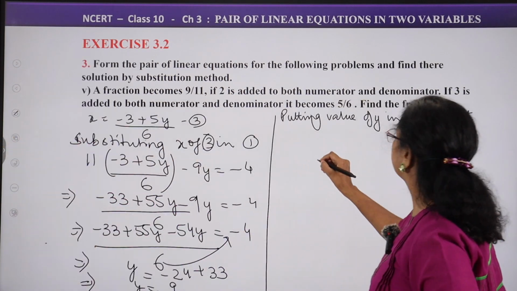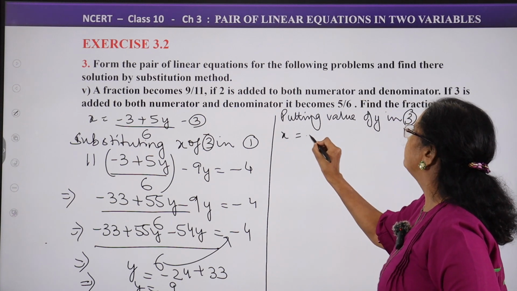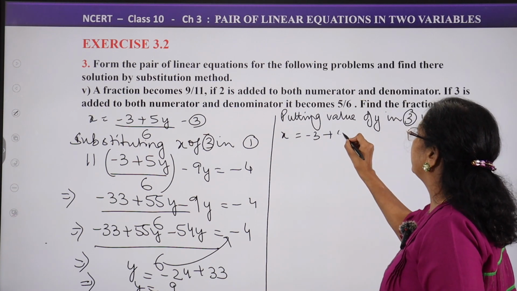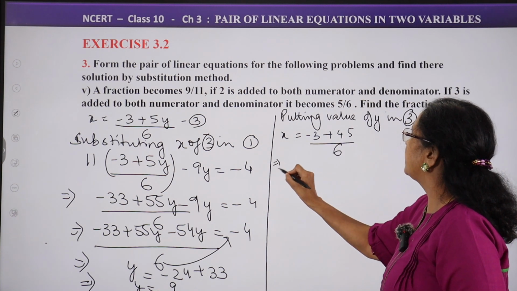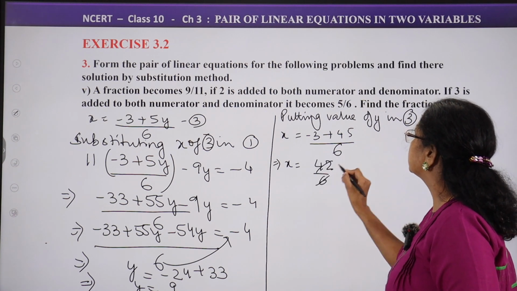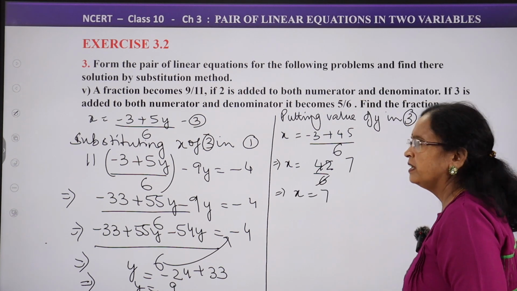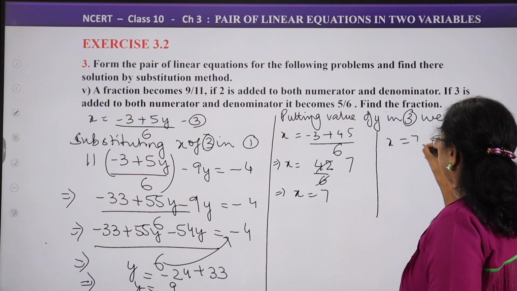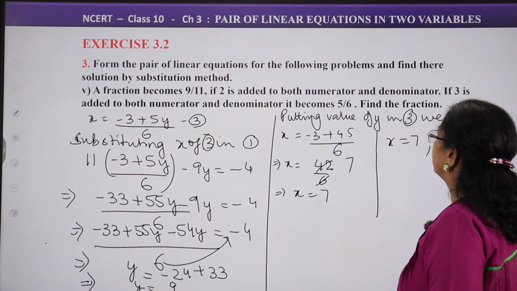Value of y is 3 times 3, so y is 9. x is equal to minus 3 plus 5 times 9, that is 45, whole by 6. This implies x is equal to 42 by 6, which implies x equals 7. Now, the answer is x equals 7 and y is equal to 9.